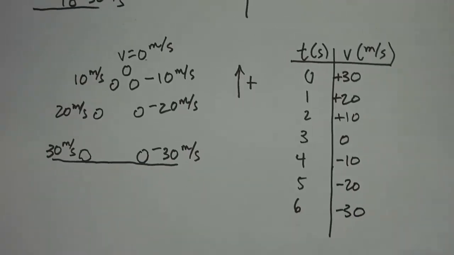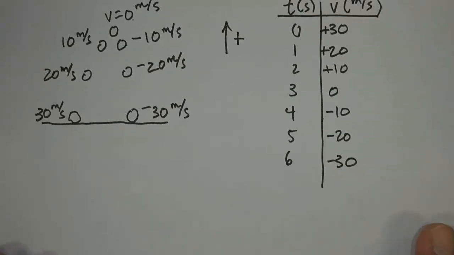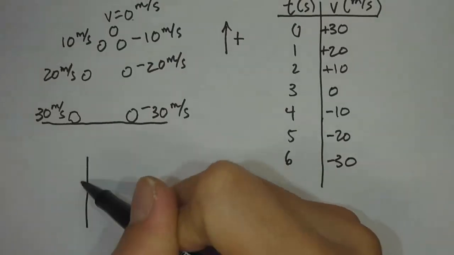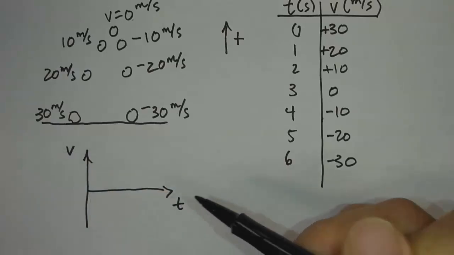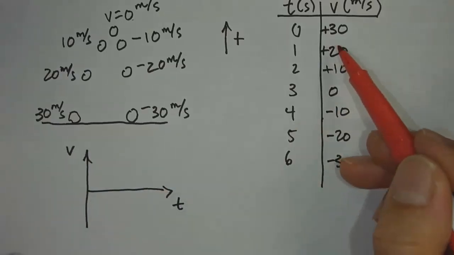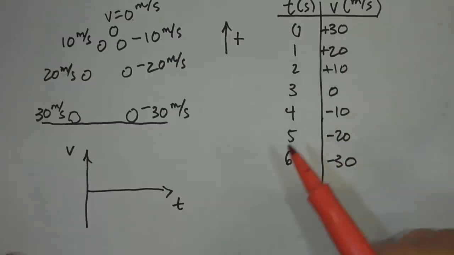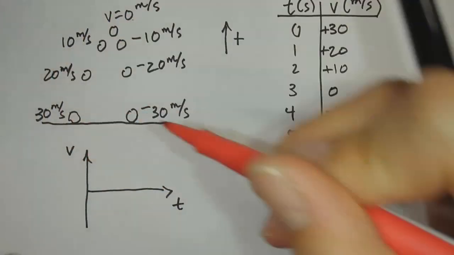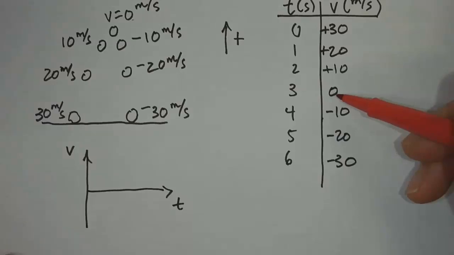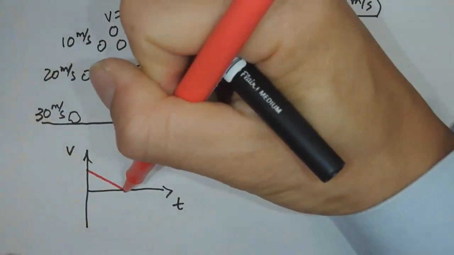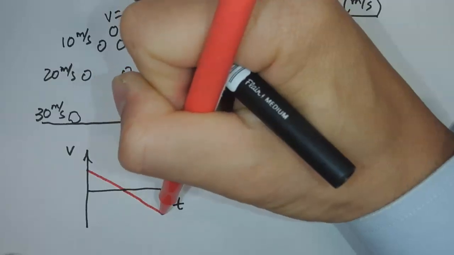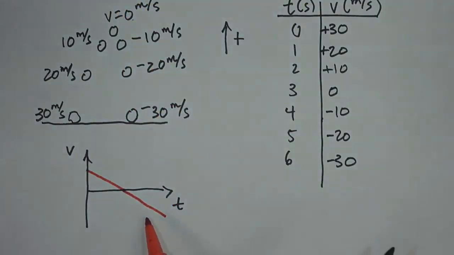Now if we were to graph this on a velocity graph, we would start off with a positive velocity. You remember that the positive 30 meters per second. So we would start with the positive, and then it would reach a peak. At the peak, it would have 0 velocity. So it's going to look like this. So here's the peak, and then it's going to fall back down. It's going to have a negative velocity because it's moving in the downward direction.